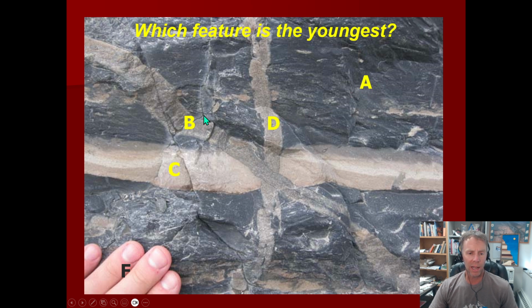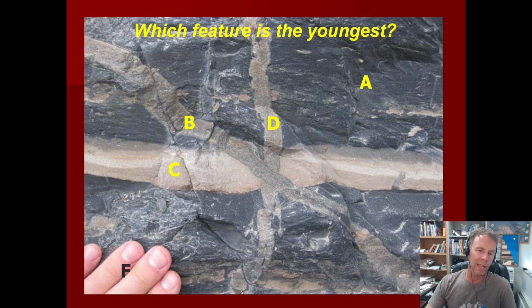Okay, now we just look at how these dikes cut each other. It looks like D cut C, but then B, coming across here from upper left to lower right, cuts both C and D. Therefore, B would be the youngest of those four geologic features there. So hopefully you did pretty well with that one. Kind of fun, right? I enjoy these.